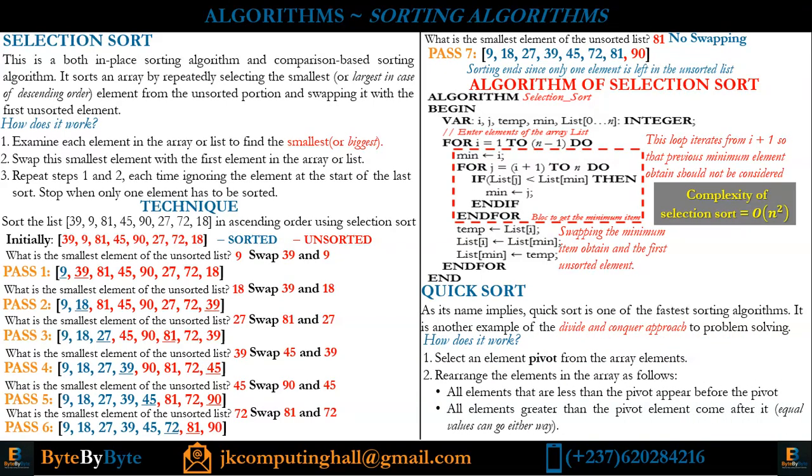How does it work? Select an element, which is the pivot, from the array, but note that the pivot is always the first element. Rearrange the elements in the array as follows. All elements that are less than the pivot appear before the pivot. All elements greater than the pivot come after it. Equal values go either way. So this is how we are arranging the elements around the pivot.